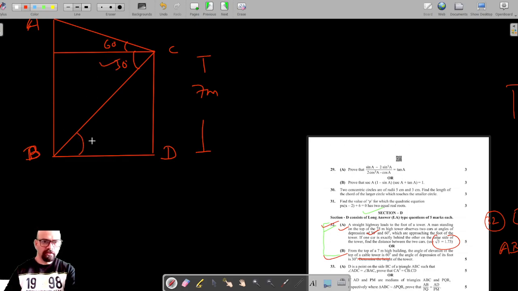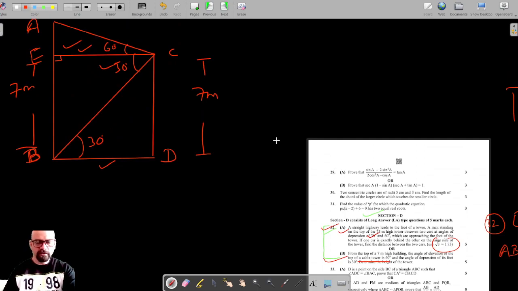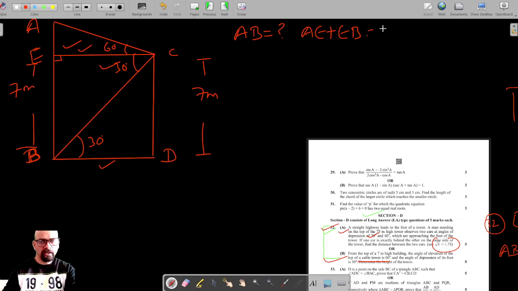So if this is 30 degree and this is also 30 degree, because we have drawn this A, B, C, D, E, let's say this is E. So this is perpendicular. These two lines are parallel. These are alternate angles, so this is equal. So if CD is 7, then EB is also 7 meter. And we have to determine the height of the tower. So we have to find AB. And to find AB, AB is equal to AE plus EB. We already know EB, which is 7. So that means we have to find AE.